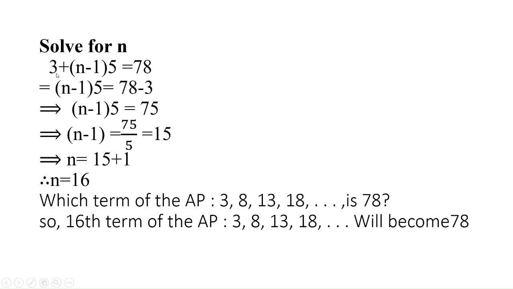So here we are simplifying, and that is why we get 3 on this side. So (n minus 1) into 5 is equal to 78 minus 3. Here plus 3 becomes minus 3. So (n minus 1) into 5 is equal to 78 minus 3, which means 75. So n minus 1, here it is in multiplication, so when it comes to the other side it becomes division. So n minus 1 is equal to 75 by 5, that is equal to 15.